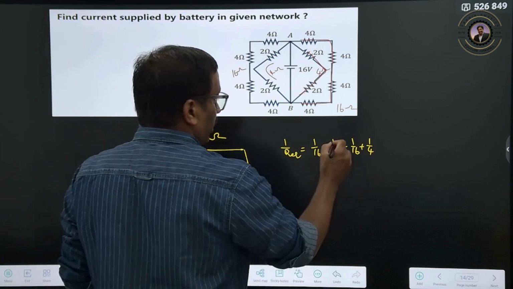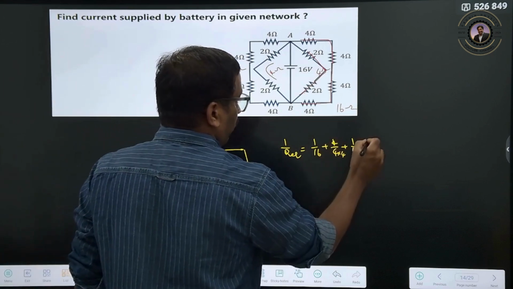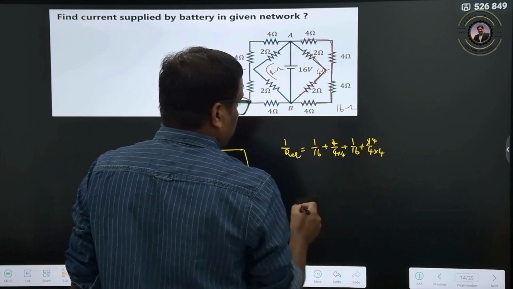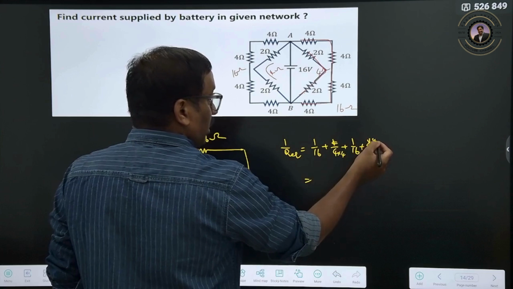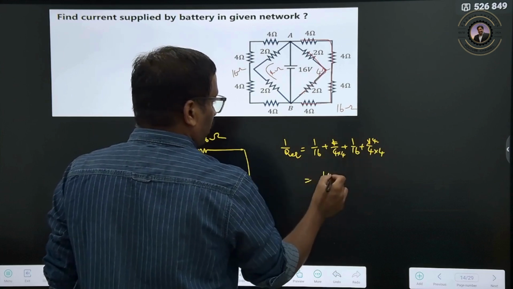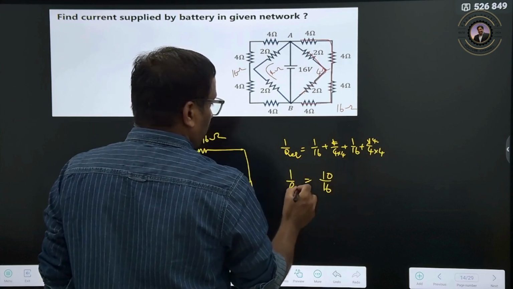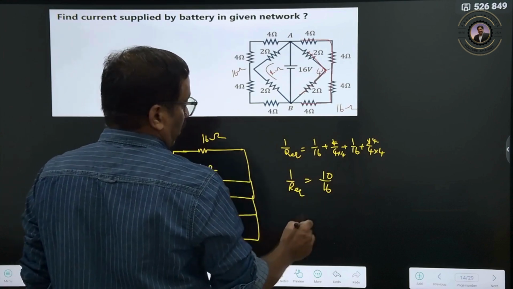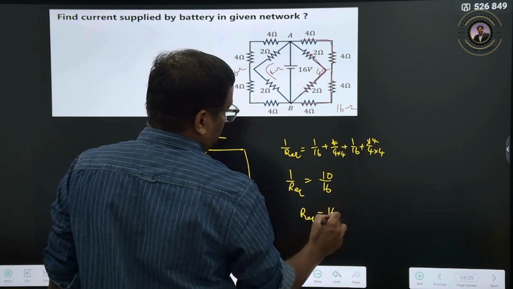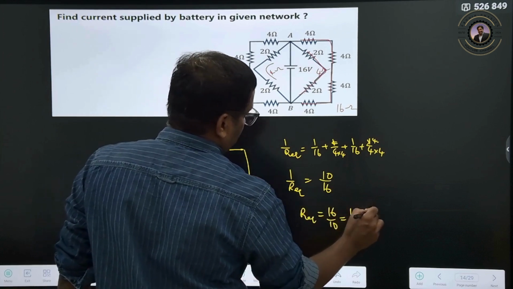So I can make this as 4 into 4, therefore 4, 4, 8, 9, 10, therefore 10 by 16 is 1 by R equivalent. So therefore R equivalent is nothing but 16 by 10, so 1.6 ohms, clear.